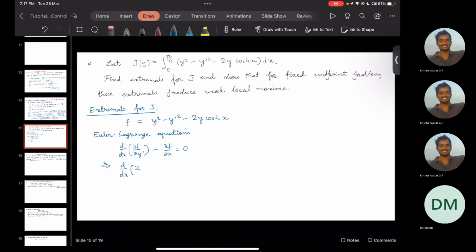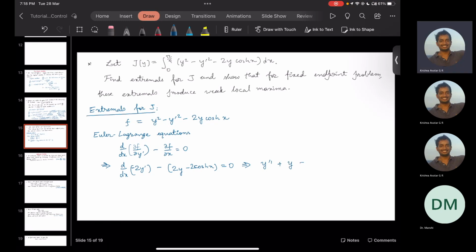minus 2y prime minus of 2y minus 2 cosine hyperbolic x is equal to 0. Then what we'll do is we'll just factor out minus 2. So we'll have y double prime plus y is equal to cosine hyperbolic x. Okay. So this is our equation to determine the extremal.